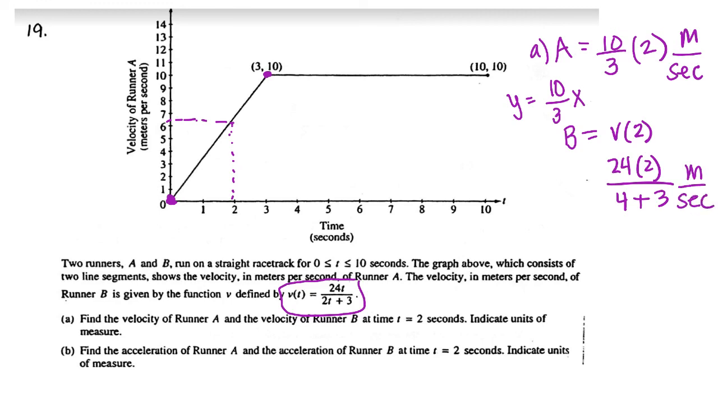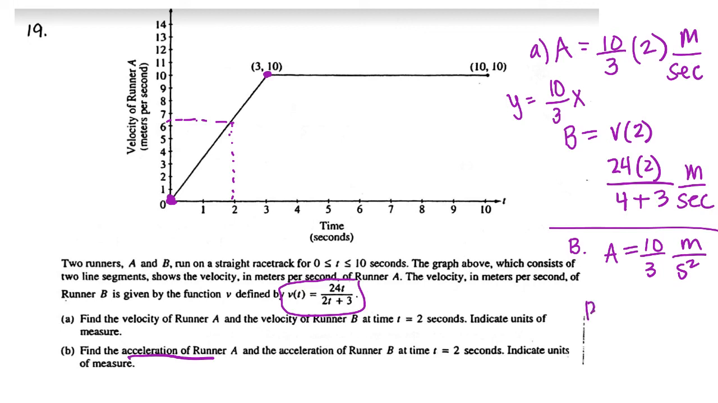All right, now for part B, we need acceleration. Not too bad at all. We already have it for runner A. It's the slope, so it's 10/3. And this time it's meters per second squared. Now on our other runner, though, we're going to have to do the quotient rule to get that.